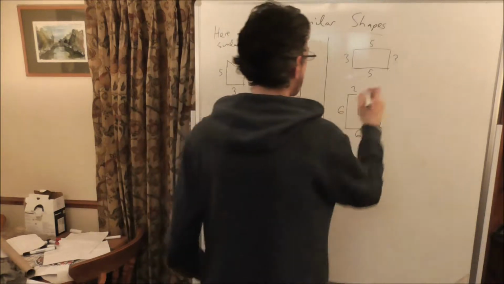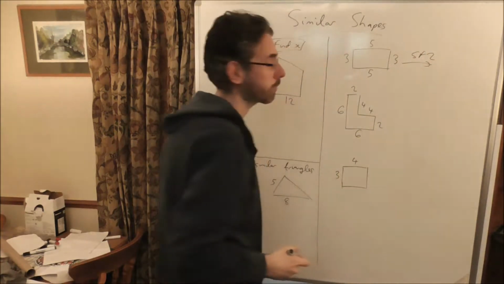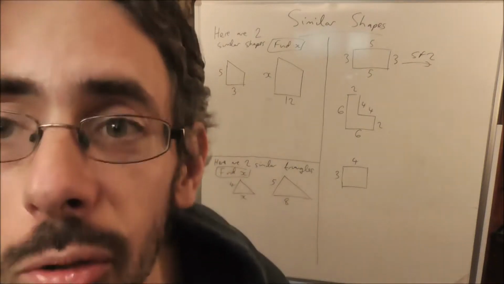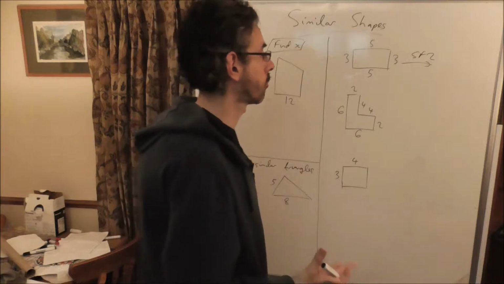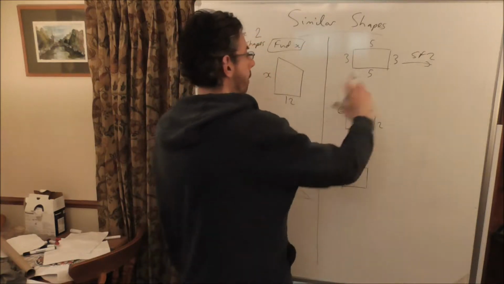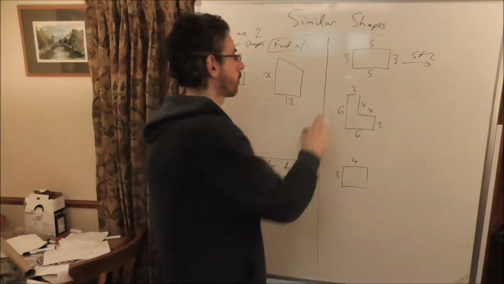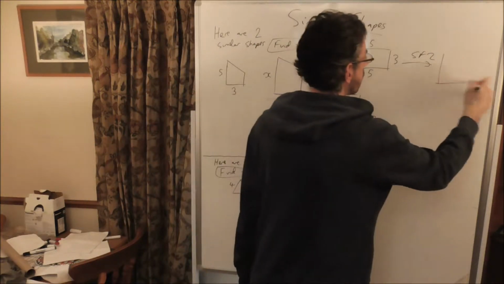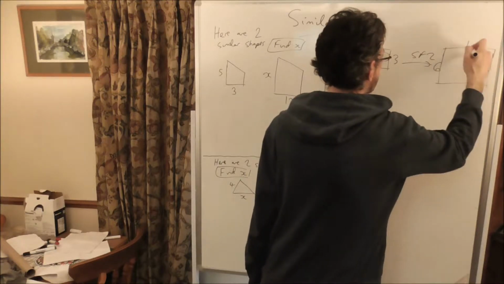So let's say I wanted to take this shape and enlarge it by a scale factor of 2. That just means multiply all the sides by 2, and keeping the angles the same. When you enlarge a shape, the angles don't change. So we're just going to end up with a bigger rectangle over here. This side is going to become 6, and this side is going to become 10. So you're just going to end up with a much bigger rectangle. 6, 6, 10, 10.